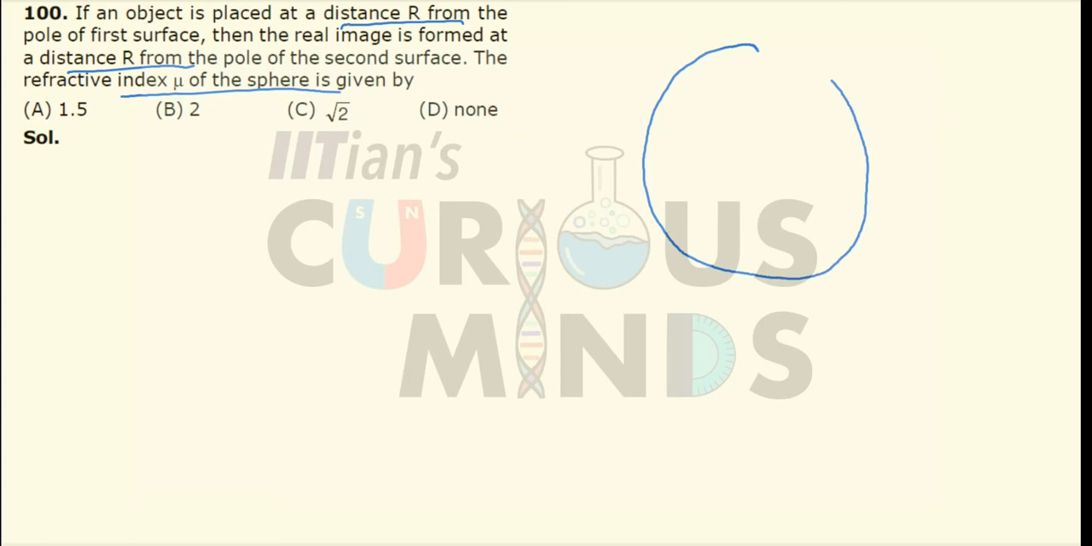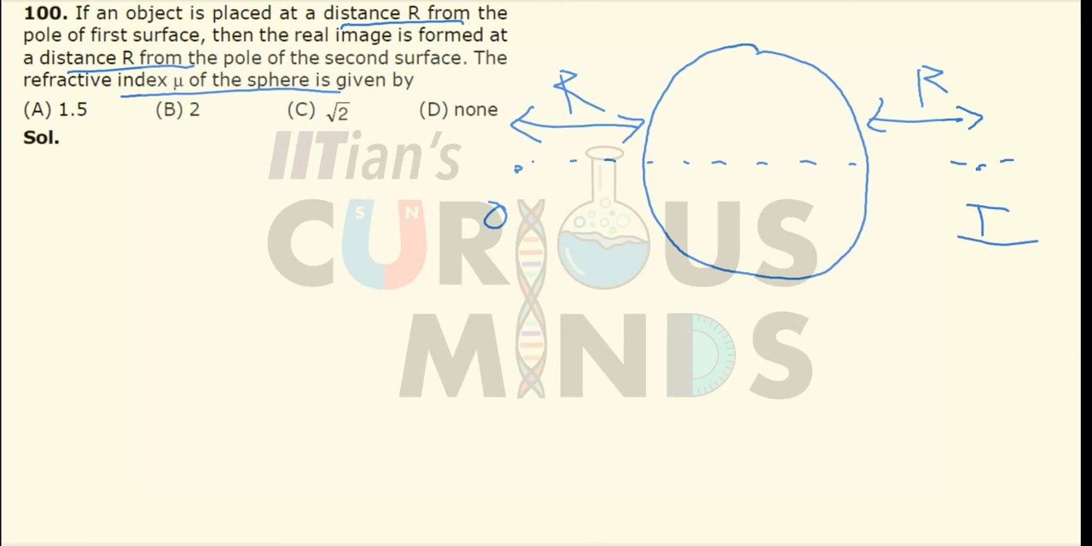If I consider this as the sphere, this as the principal axis, the object is situated somewhere over here at a distance r from the first surface, and the real image, the final image, is formed at a distance of r from the other surface. So we have to find out the refractive index of the sphere. Let the refractive index of the sphere be equal to mu, and let us assume that the first medium over here is air, so the refractive index will be equal to 1.